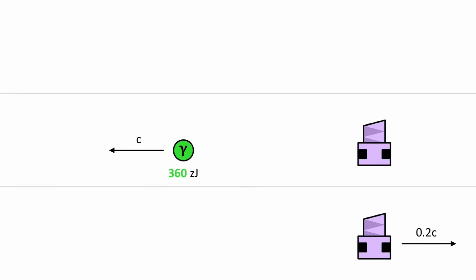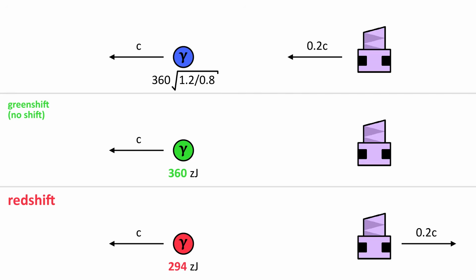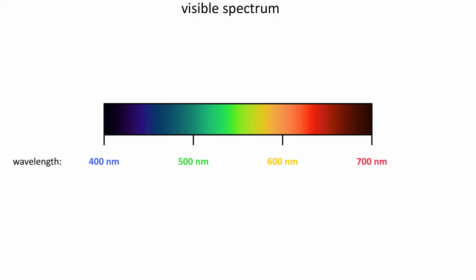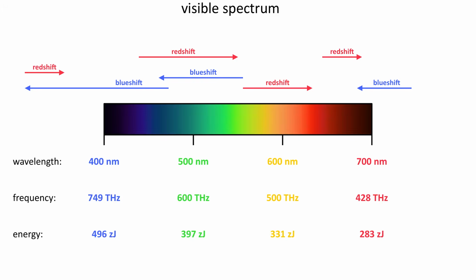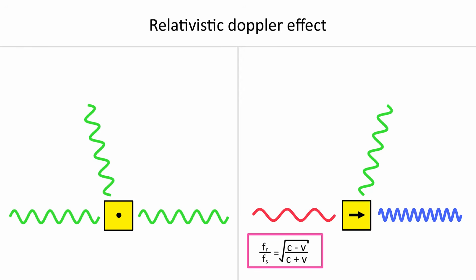If it's moving away from you at 0.2c, the photon loses energy, becoming 294 zeptojoules in what's known as a redshift. If it's 0.2c towards you, it actually gains energy, becoming 441 zeptojoules in what's known as a blue shift. The reason for these names is that red light has a longer wavelength and therefore lower frequency and energy, while blue light has a shorter wavelength and therefore higher frequency and energy. The energies I picked for this example correspond to green, red, and blue light, but the same terms are used regardless of color, depending only on direction. With that, we've successfully derived the relativistic Doppler effect.